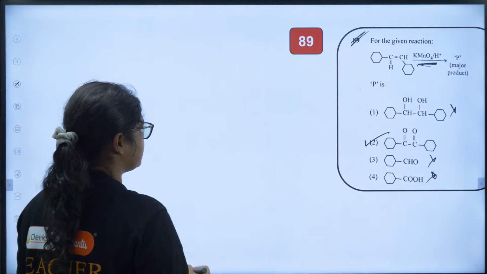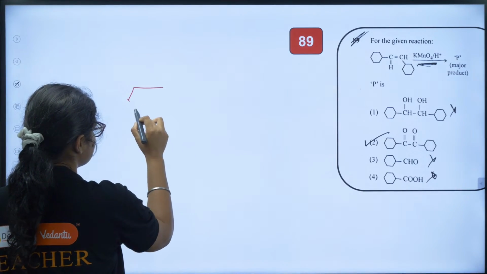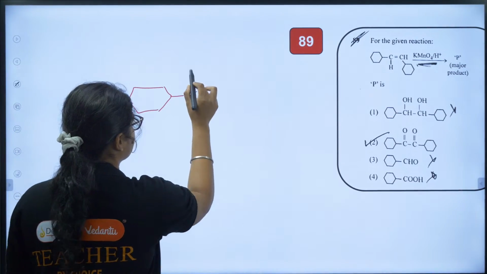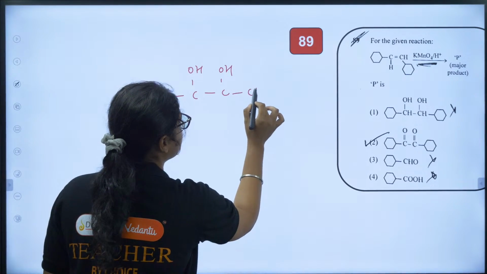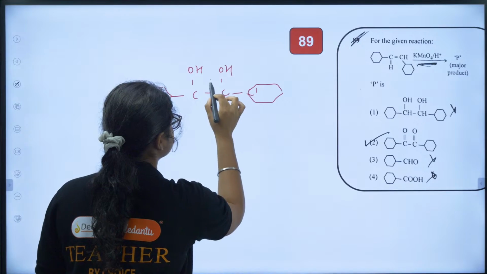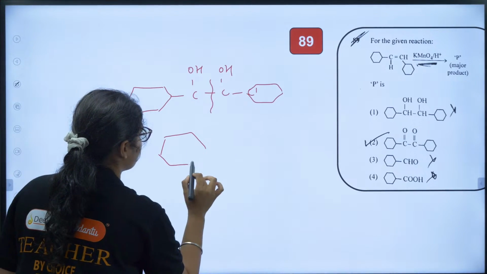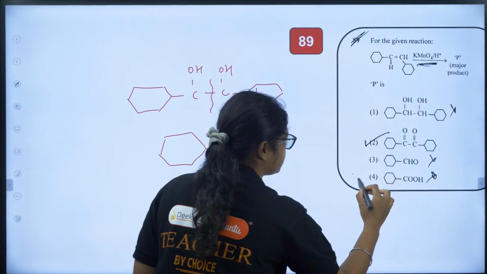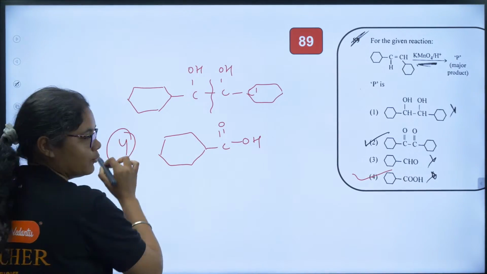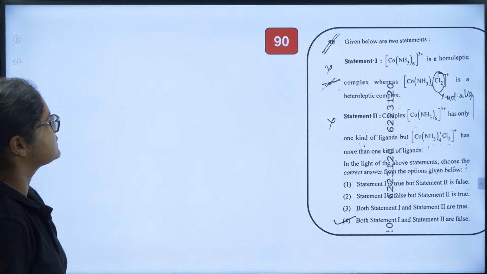KMnO4, so this reaction is about the oxidation of alkenes. So once you do that, we'll get OH here and then OH, right? And then there will be further oxidation and the bond will break and we will form this one, right? So the correct answer for this question will be option number 4. Okay. Now let us see the next question.